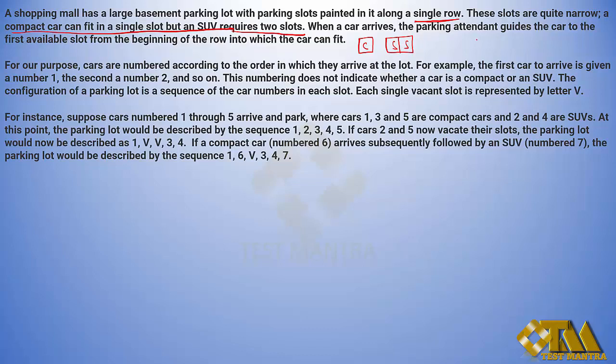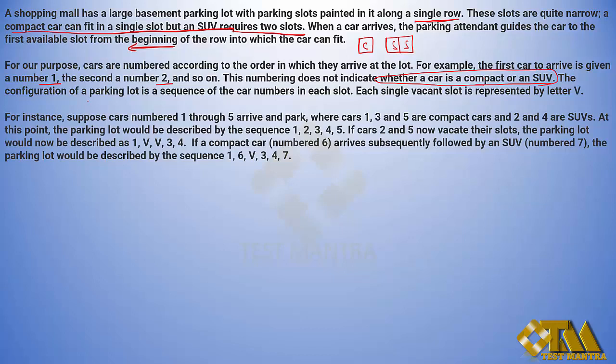When a car arrives, the parking attendant guides the car to the first available slot from the beginning of the row into which the car can fit. So it's from the beginning itself, it's not random. For our purpose, cars are numbered according to the order in which they arrive at the lot. For example, the first car to arrive is given the number 1. So 1 always represents the first car, then the second car will be 2, third car will be 3, and so on. The numbering does not indicate whether the car is a compact or an SUV. So we have to keep in mind that the number does not represent whether the car is a compact car or an SUV.